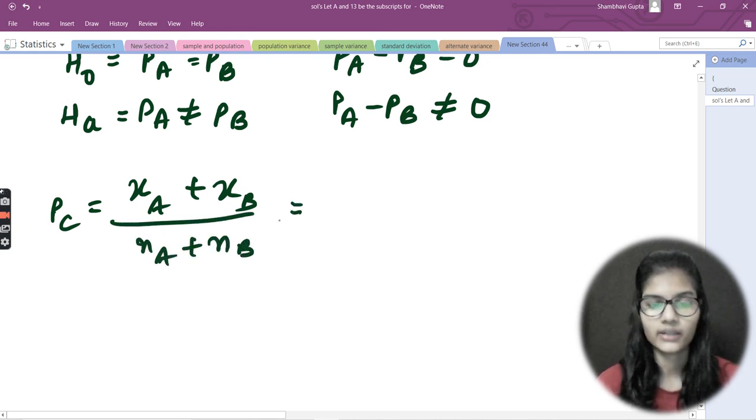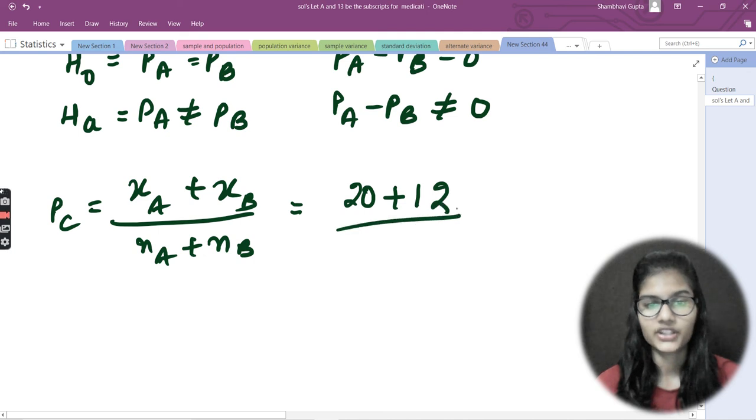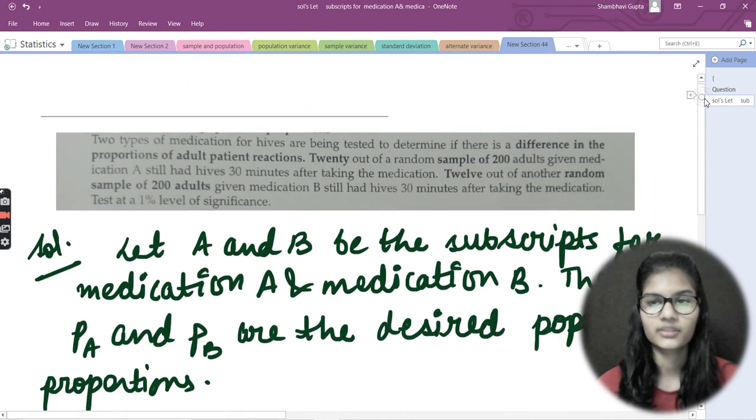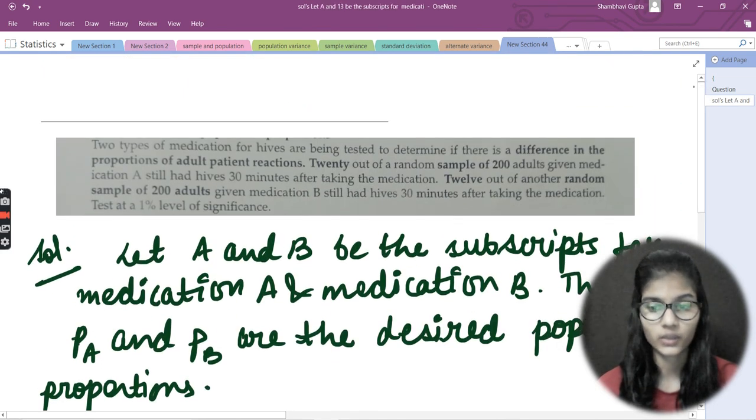This was the formula which we had seen right now. In that case it was 20 plus 12 divided by 200 plus 200. Now how did I get this XA, XB and all the things? Just straight out, if you have read the question, you must have got this thing.